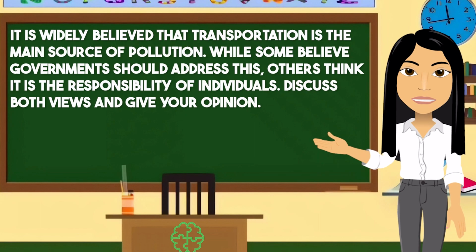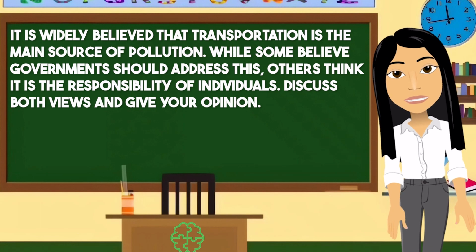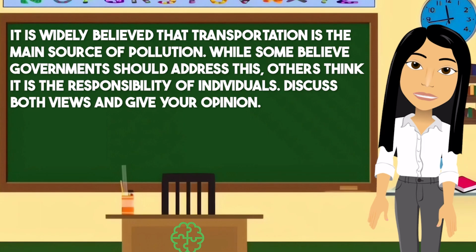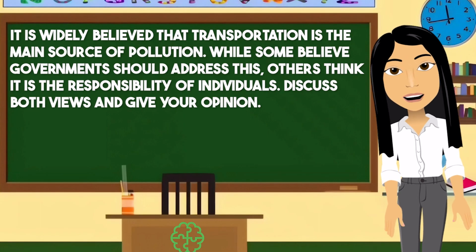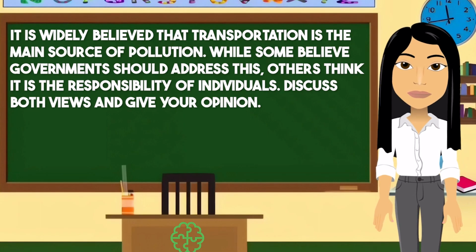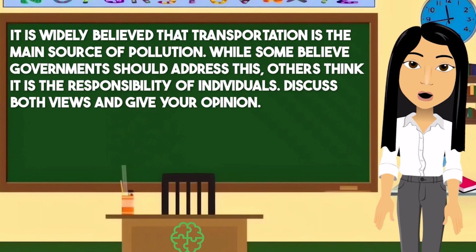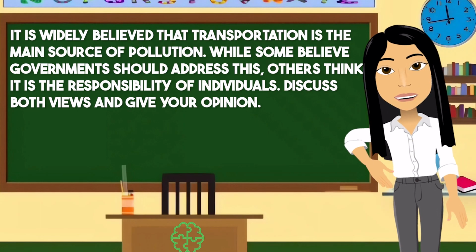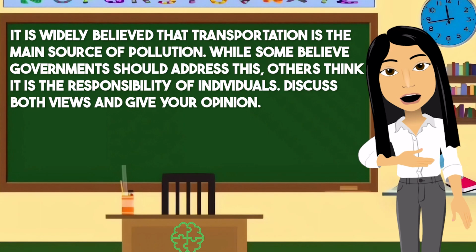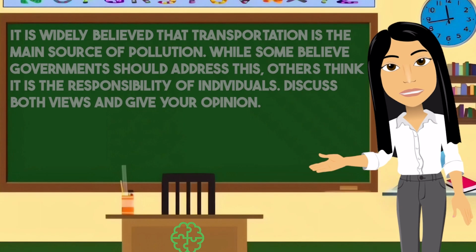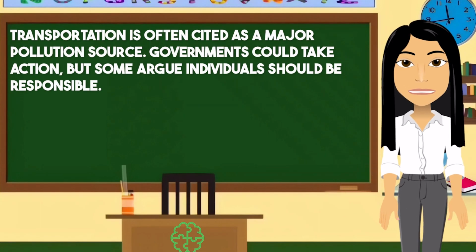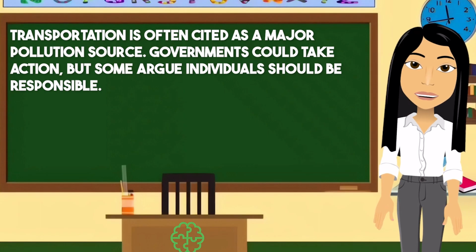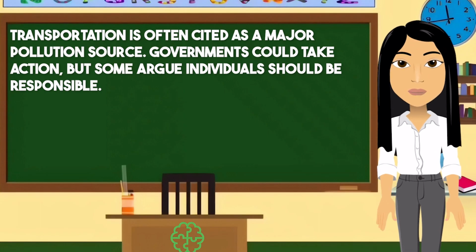Consider a different question. It is widely believed that transportation is the main source of pollution. While some believe governments should address this, others think it is the responsibility of individuals. Discuss both views and give your opinion. Begin with a clear introduction that paraphrases the question and states your opinion. For example, you might write, transportation is often cited as a major pollution source. Governments could take action, but some argue individuals should be responsible.